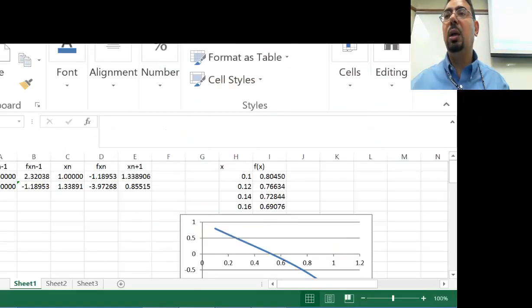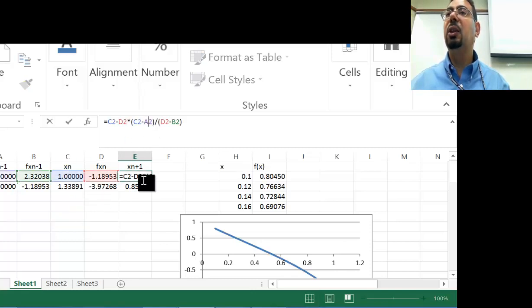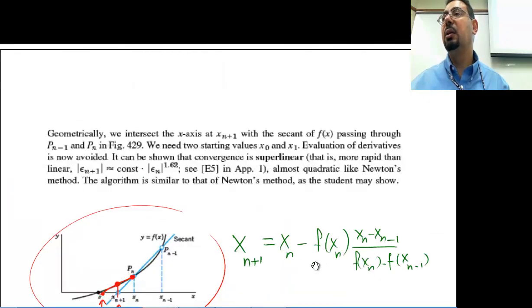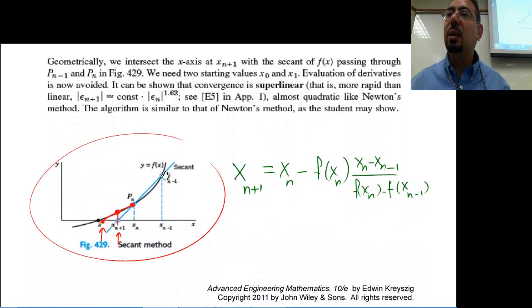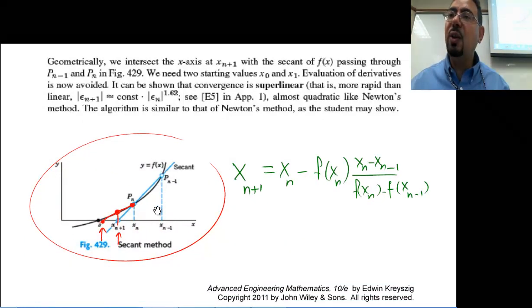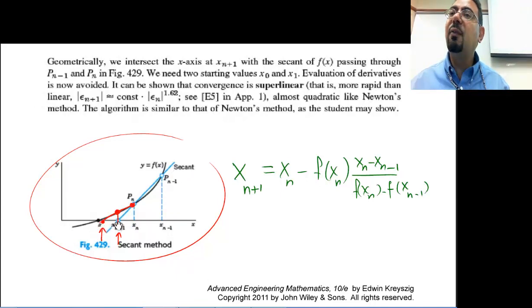So the method basically will require to have xn minus 1, xn, f(xn minus 1), f(xn), and the new root would be basically xn minus f of xn multiplied by that formula over here. That formula, which is simply xn minus xn minus 1 over f(xn) minus f(xn minus 1). Right? So that's what happened. See, you start with those two guys, and you approximate this function as basically that secant, and that gave you xn plus 1.